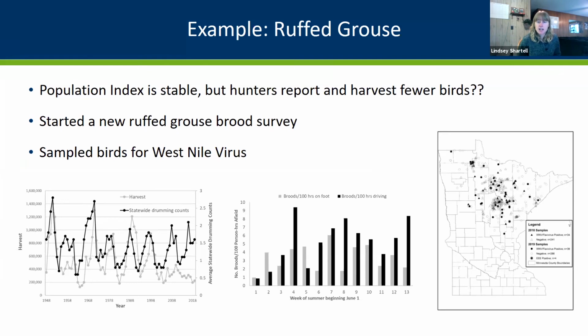Another step in trying to explore ruffed grouse population change is the effect of West Nile virus. The DNR sampled hunter harvested grouse and found that West Nile virus is present in Minnesota, but grouse can survive exposure. How West Nile virus might affect broods prior to the fall is still a mystery.